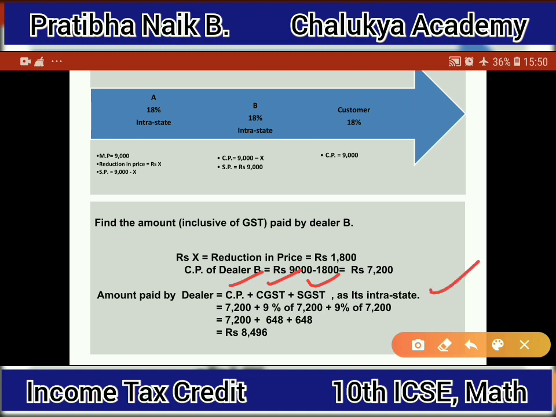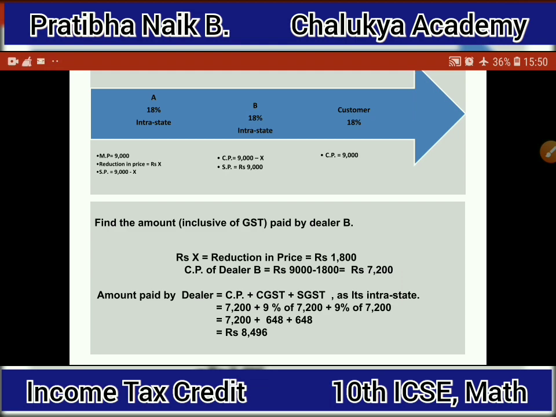So dear students, you need to mention over here. So cost price is 7,200. Now CGST, SGST, so given GST is divided equally into 9%. So here we got the CGST and SGST as rupees 648. So total amount paid by the dealer B is 8,496. So this is the way you have to solve the problem. So if you make the flow chart, it is easy to understand the kind of transaction and where you need to concentrate.